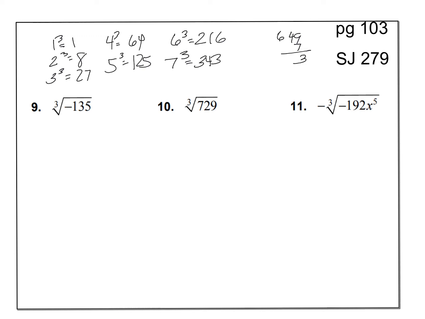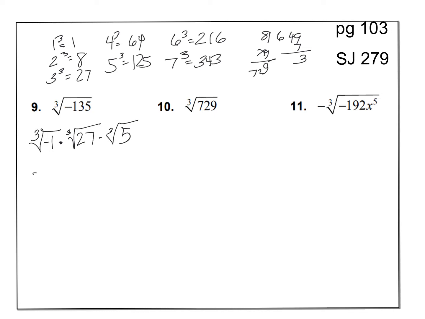I think that's 9 cubed. Is that right? 81. No, I'm looking at number 10. 81 times 9. Yes. Okay, so anyway, I'm going to rewrite number 9 as the cube root of -1, just so I can take care of that, times the cube root of 27 times the cube root of 5.